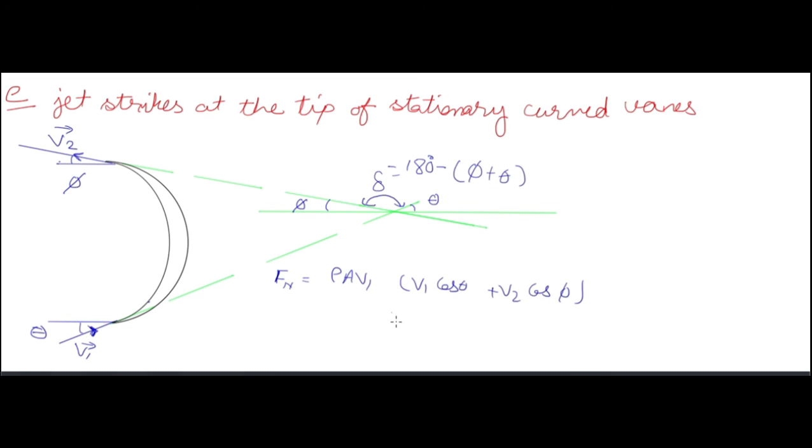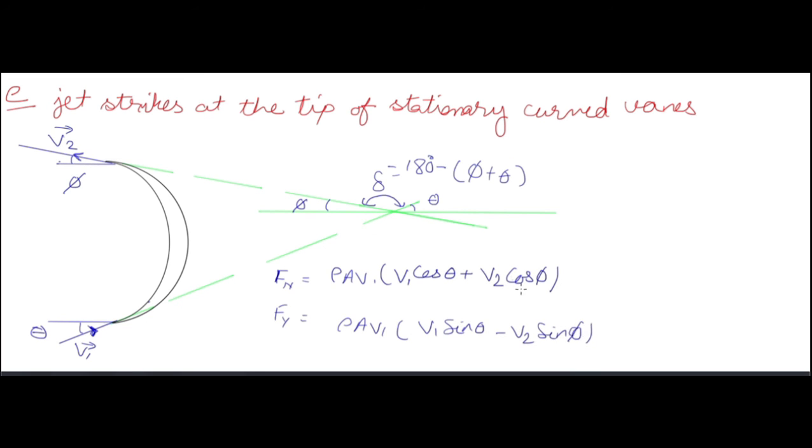And in this case we have Fx equal to rho a v1 into (v1 cos theta plus v2 cos phi), and the vertical component of the force Fy is equal to rho a v1 into (v1 sin theta minus v2 sin phi), because in this case the vane, or the curved plate, experiences a vertical component of force. Here the Fy component is not cancelled, so we have both a horizontal and a vertical component of force, because the velocity is changing in both directions.